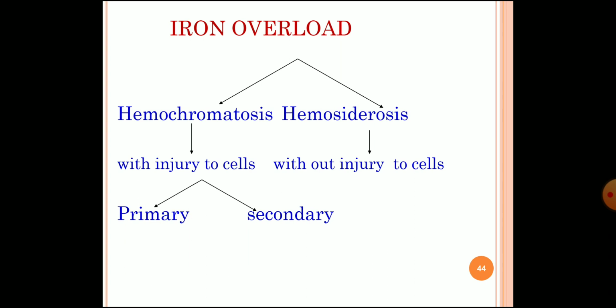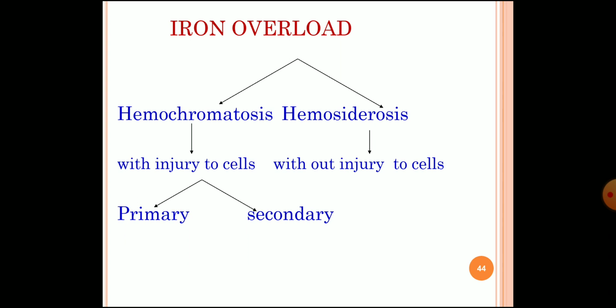So iron overload can be divided into hemochromatosis and hemosiderosis. In hemochromatosis, there will be some injury to the cells where the iron is accumulating. But in hemosiderosis, there is no injury to the cell. Hemochromatosis may be primary, due to an inherited disorder, or it may be secondary.